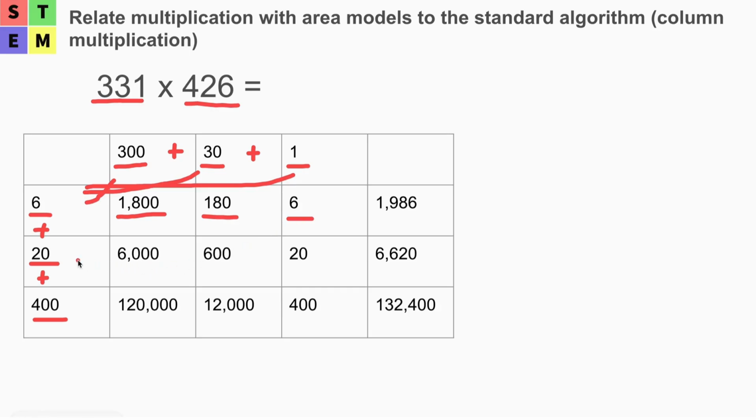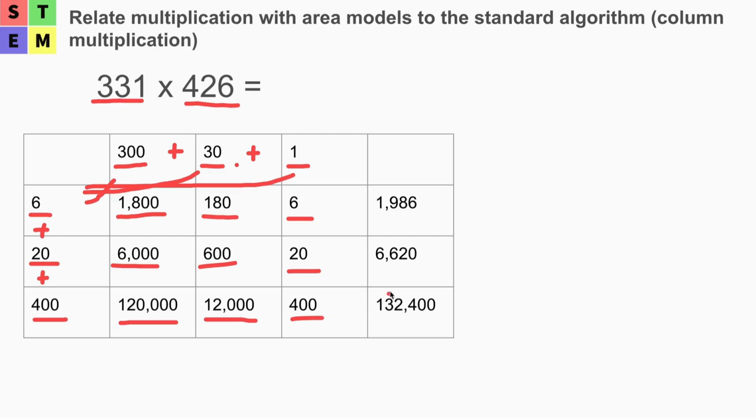Then we calculate the next ones. We have 20 times 300, which is 6,000, and 20 times 30, which is 600, and 20 times 1, which is 20. And then let's calculate our last ones: 400 times 300, which is 120,000, and 400 times 30, which is 12,000, and 400 times 1, which is 400.